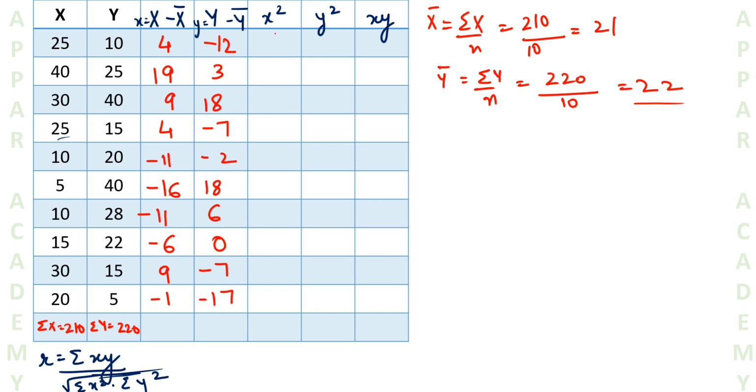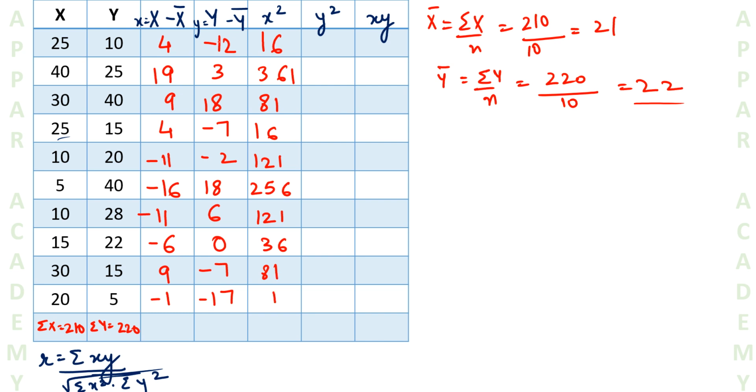Right? So now what we need is x square. x square: 16, 19 square is 361, 9 square is 81, 4 square is 16, 11 square is 121, 16 square is 256, minus 11 square is 121, 6 square is 36, 9 square is 81, 1 square is 1.